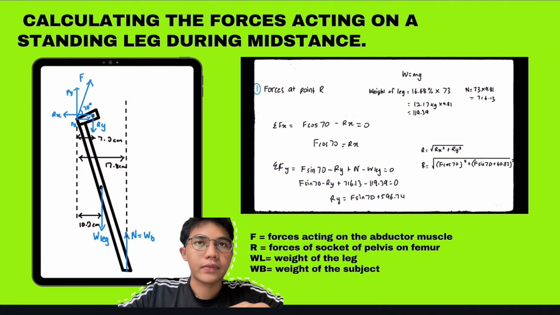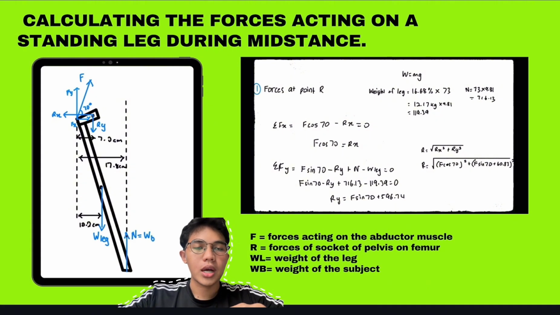Now, in order to calculate the forces acting on the standing leg, we would first observe the free body diagrams, and we would calculate the forces acting on the standing leg during mid stance. Based on this free body diagram, we can observe that we have 2 forces that we need to assume. First is the force acting on the abductor muscle, which is denoted as F. R is the force of the socket of the pelvis on the femur, and WL, which is the weight of the leg, and WB is the weight of the subject, which is the 73 kg.